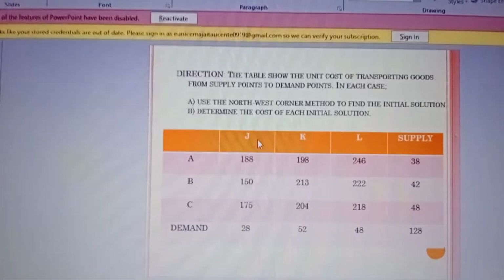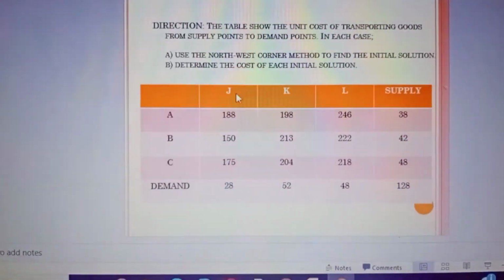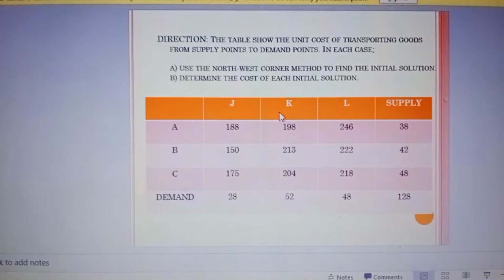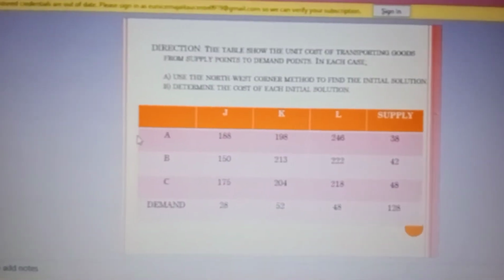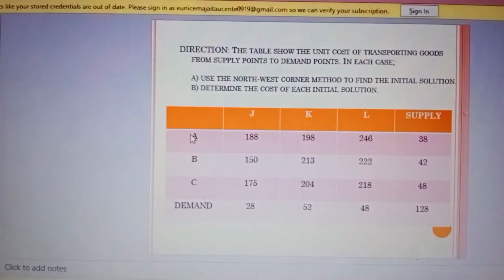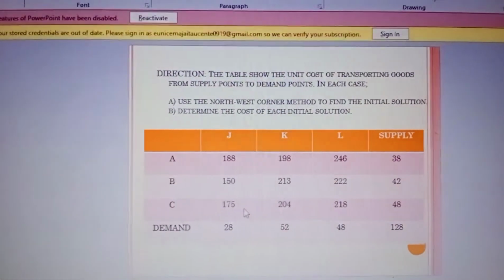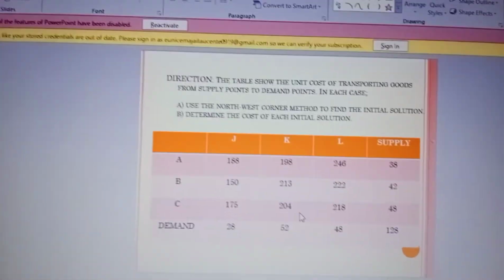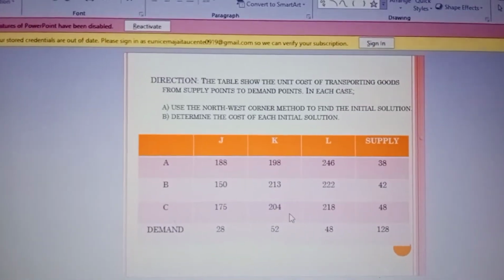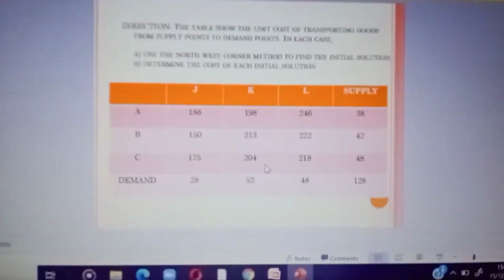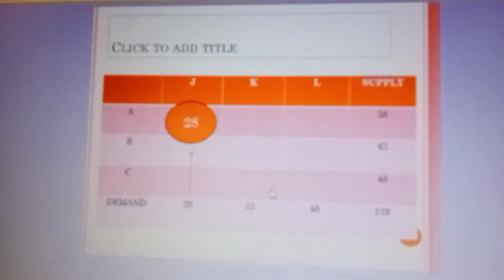First, you need to draw a table. In this table, letters J, K, and L, and letters A, B, and C are all blank except in demand and supply, because our answer will be based on demand and supply. So let's proceed. So here's the table that we have.